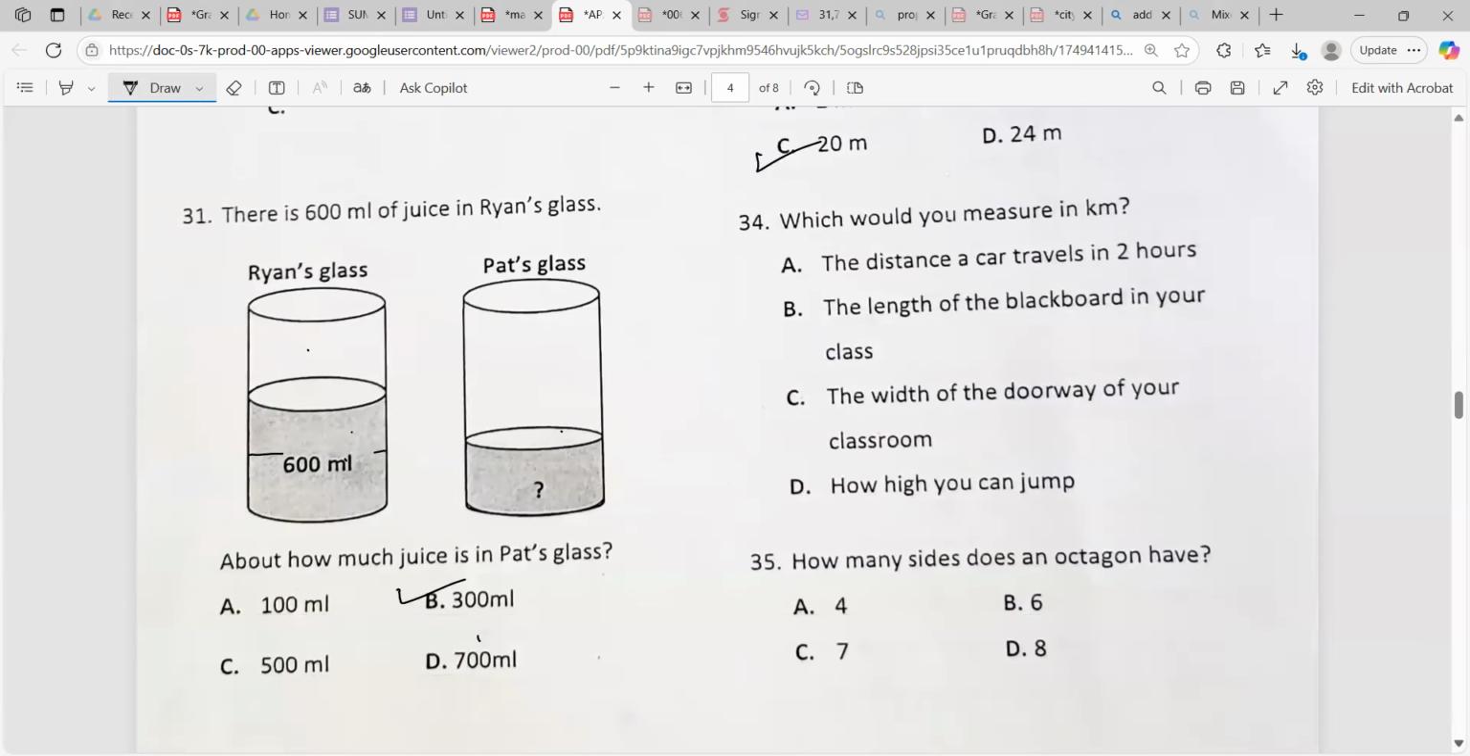Which would you measure in kilometers? A, the distance a car traveled in 2 hours. B, the length of the blackboard in your class. C, the width of the doorway of your classroom. Or D, how high you can jump.